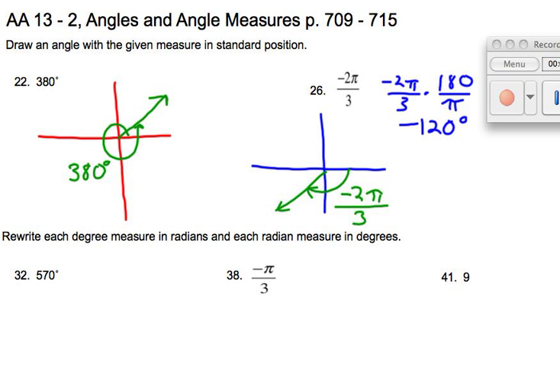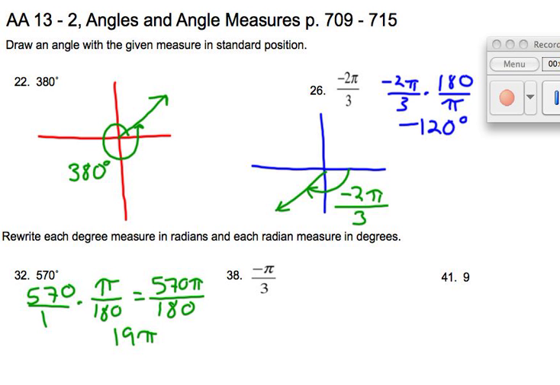The next group is asking us to convert each degree measure to radians and each radian measure to degrees. So when I start with degrees, as in problem 32, I'm going to multiply by pi over 180. So I'm going to take the 570 over 1, multiply it by pi over 180. Simplifying it up, I get 570 pi over 180. But as advanced algebra students, you should always simplify your fractions. So when I simplify it all the way, I'll have 19 pi over 6 as my answer.